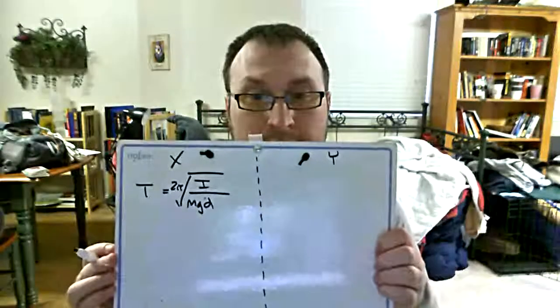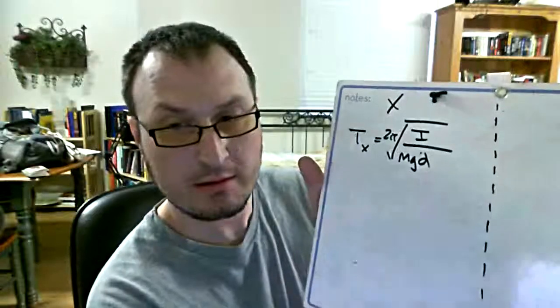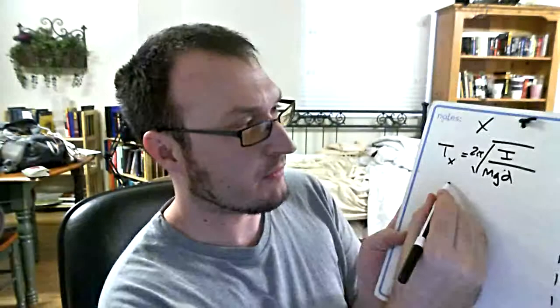So what I'm going to do here is divide my board up into 2 sections, and I'm going to put the hoop we're calling X on one side and the hoop we're calling Y on the other side, like this. And then I'm going to see what the period looks like for both of them. So I'm going to call this the period of X, and we're going to go down from here.